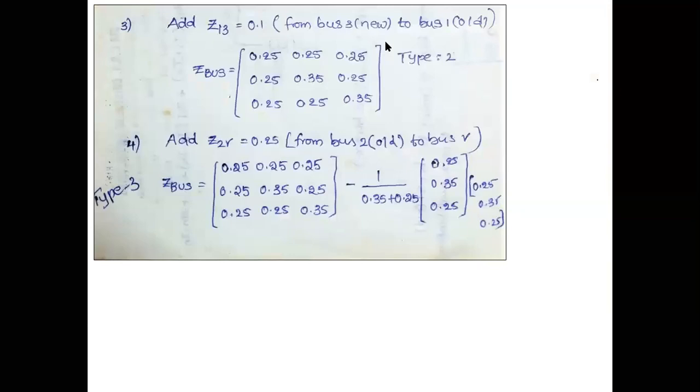Now you see here. So this is also type 2 modification. Now what is the additional branch impedance that has been connected between bus number 1 and 2? Please see it carefully. So this is Z bus old.